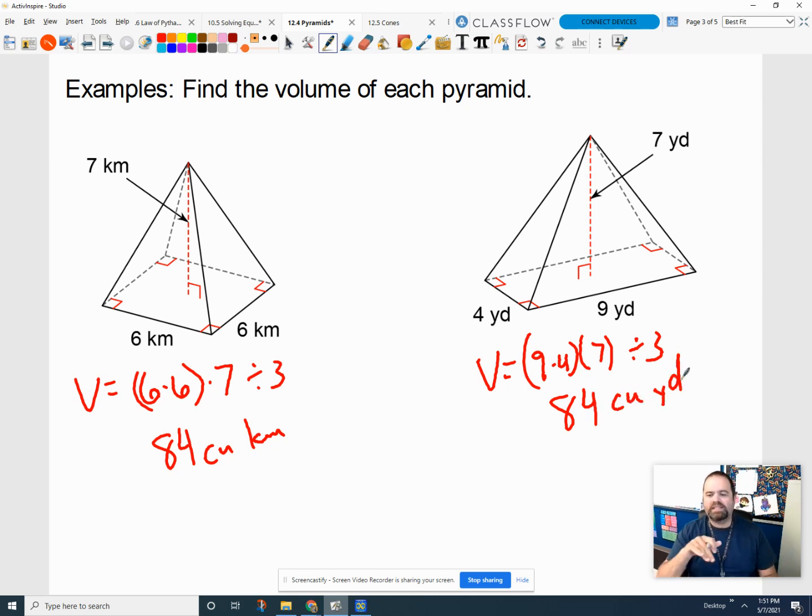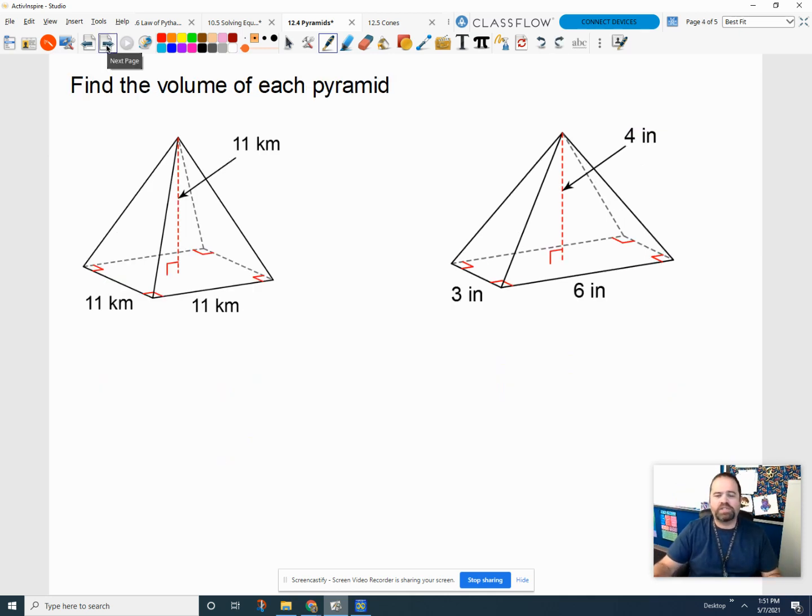But so, the area of the base, whether the rectangle or square, whatever the base is, times how tall it is, and then you divide it by 3. I think I might have a couple more examples here if you wanted to see them. Otherwise, your assignment's posted if you wanted to get on that.